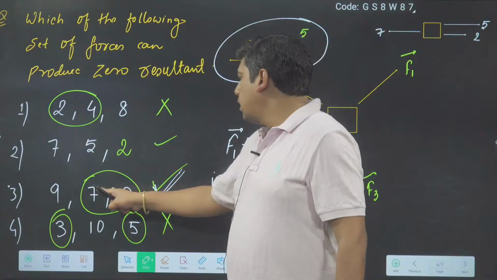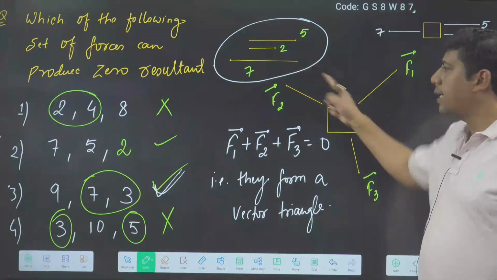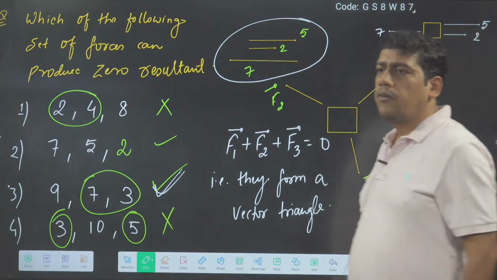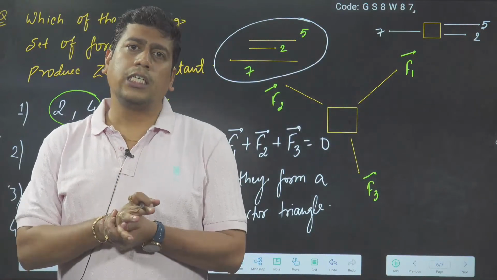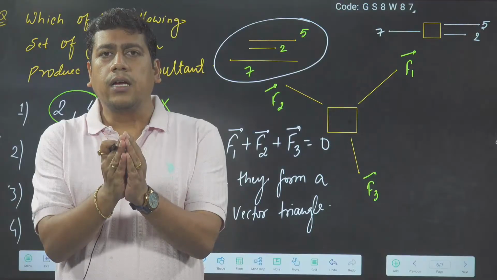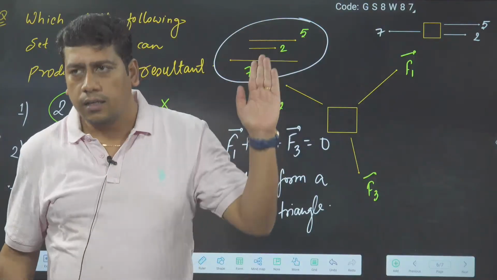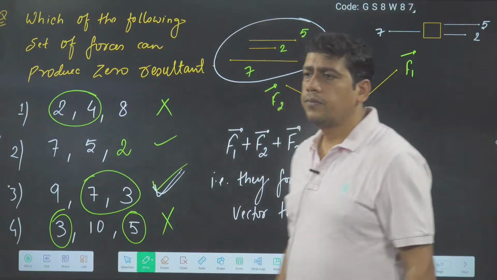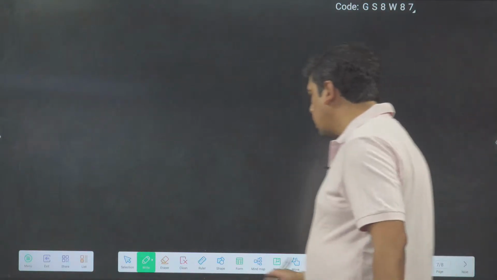In this case, 3, 7, 9, the forces will be something like this. So they must form a triangle. Clear? And a triangle is formed when the sum of any two sides is more than the third side. Okay, let's move ahead and do the next question.